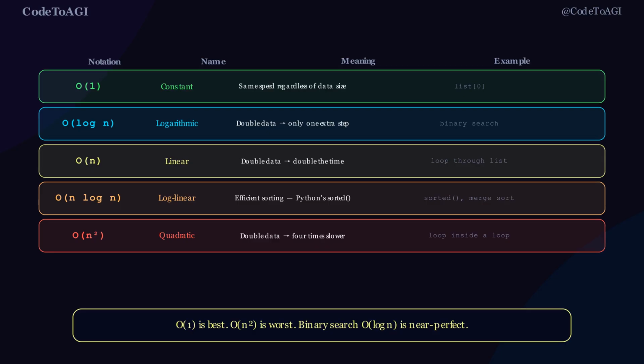O of n squared, quadratic. Double the data, four times slower. Example, a loop inside a loop, bubble sort. O of log n, logarithmic. Double the data, only one extra step. Example, binary search. The best possible for searching.